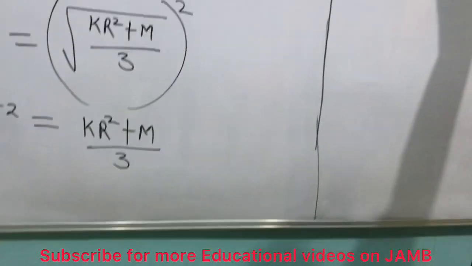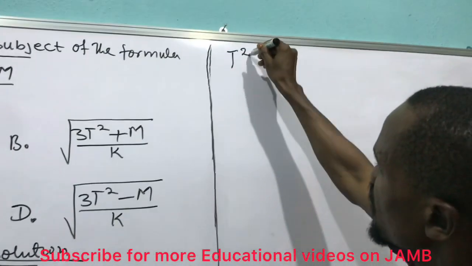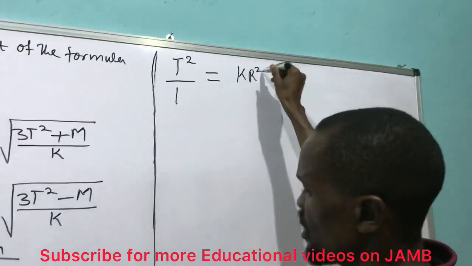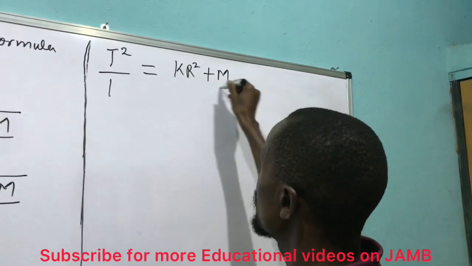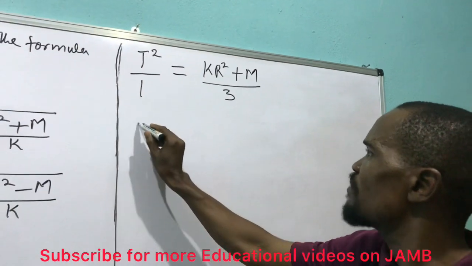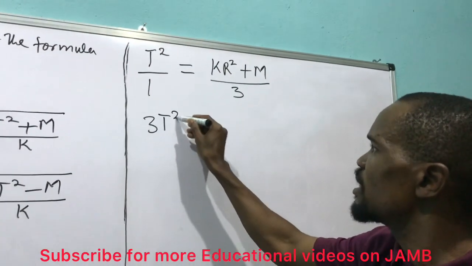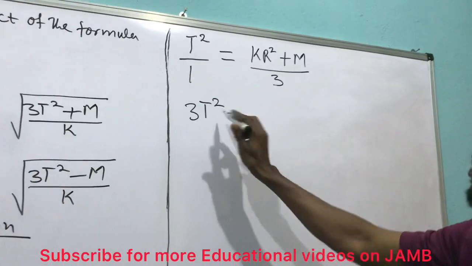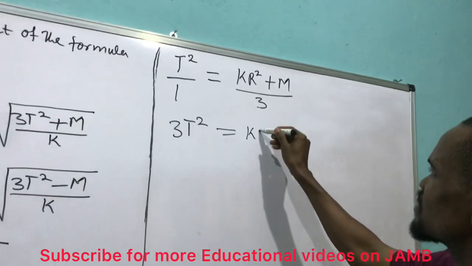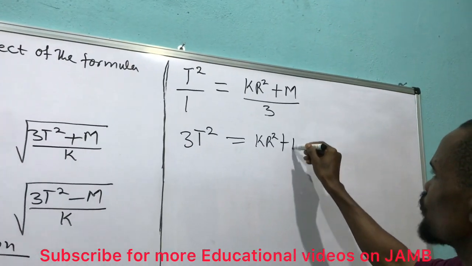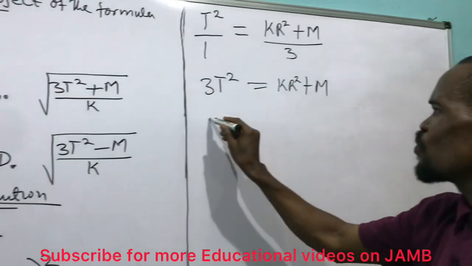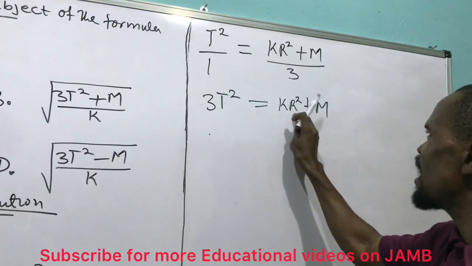Then let's come over here to complete it. To have T squared over 1 is equal to K R squared plus capital M all over what? 3. Then I can now do cross multiplication. I will have that what? 3T squared, because this time this will give me 3T squared equals 1 times this will give me the same thing. 1 times anything will give me that thing. Therefore, 1 times all this will give me this. Now, I can now have the 3, making R the subject of formula.